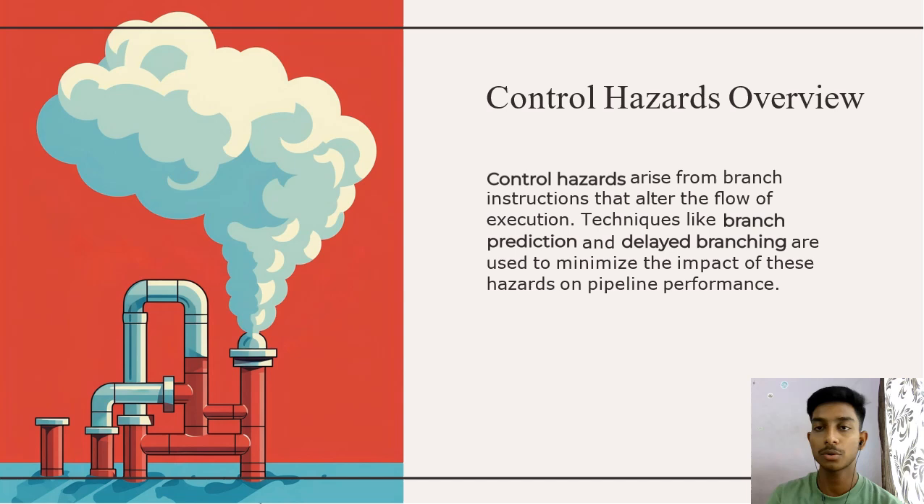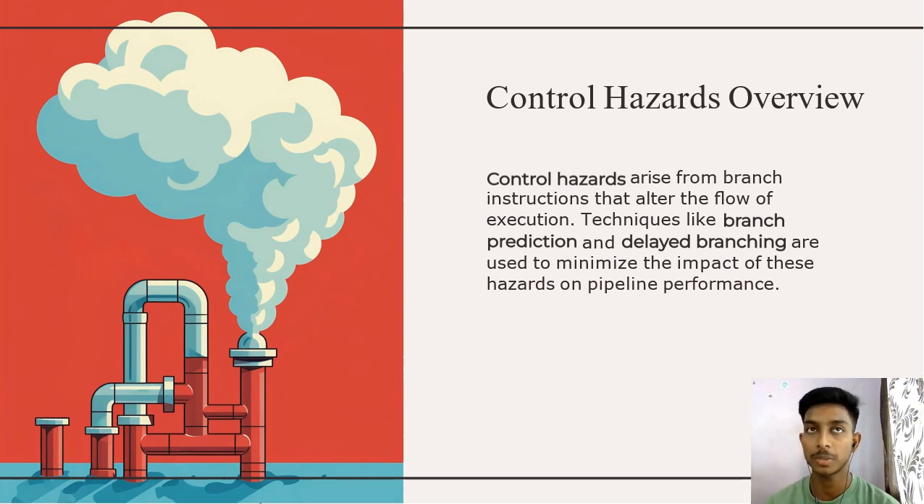And another one is control hazards. Control hazards arise from a branch instruction that alters the flow of execution from the previous one. Techniques like branch prediction and delayed branching are used to minimize the impacts of these hazards on pipeline performance. Control hazards basically occur when a branch instruction disrupts the flow by changing the execution path of a previous instruction.